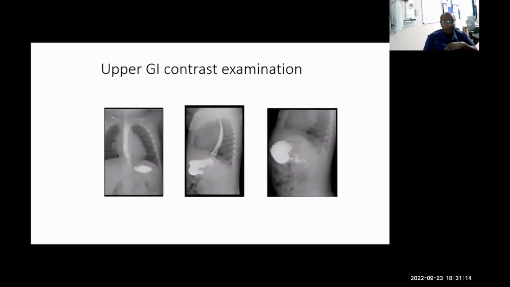This is an example of an upper GI contrast study. This is how you need to start, in the lateral view. Once you start in the lateral, you get a clear esophagus outline. Then the contrast goes into the stomach. Then from the stomach, it goes into the duodenum. It goes into the posterior aspect.